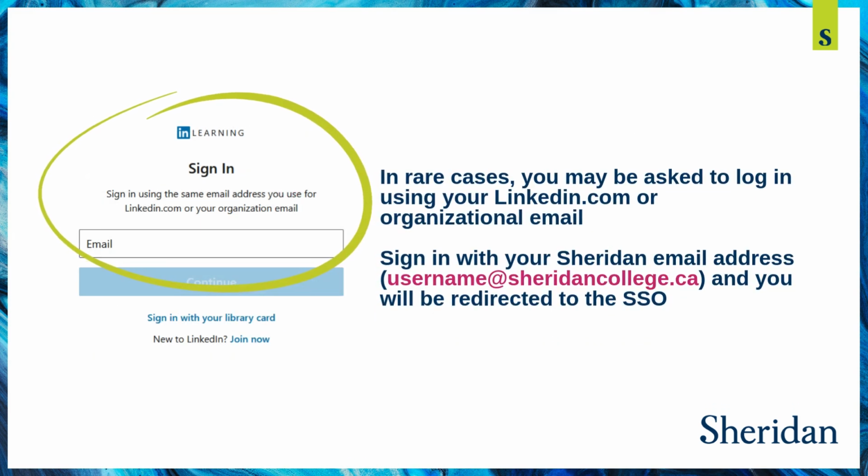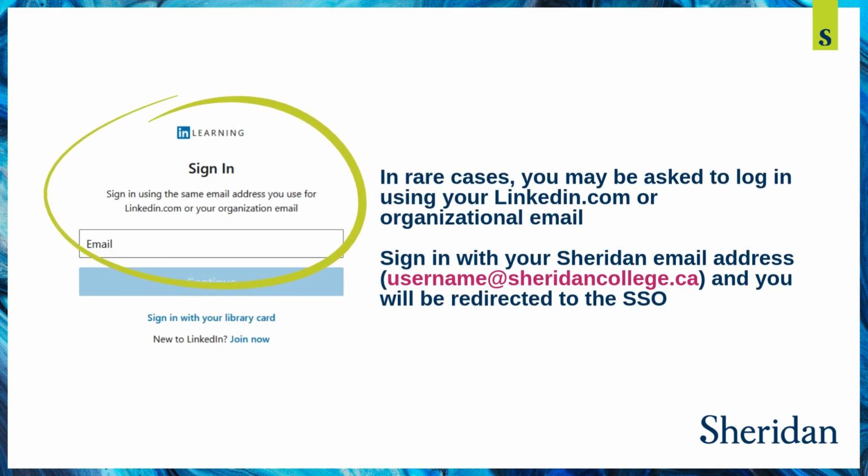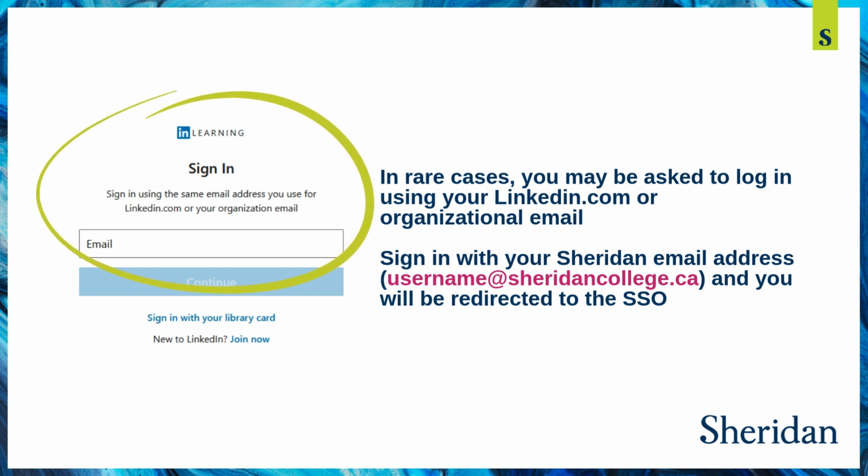In rare cases, you may be asked to sign in with your linkedin.com or organizational email address. If you get this screen, sign in using your Sheridan email address, which is your username at sheridancollege.ca, and then you will be redirected to the SSO.